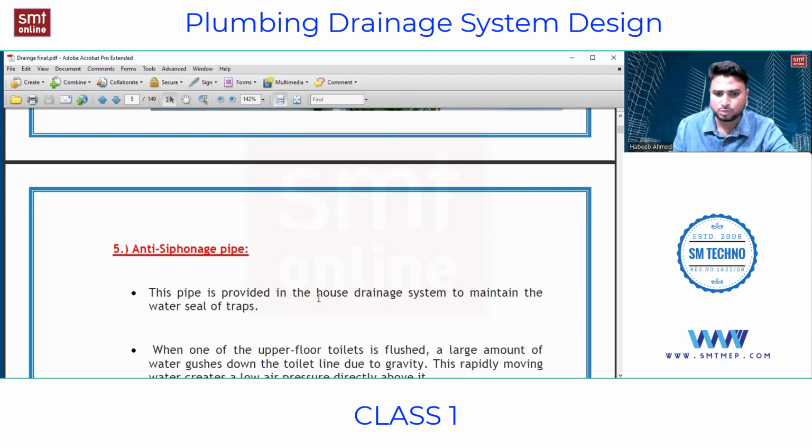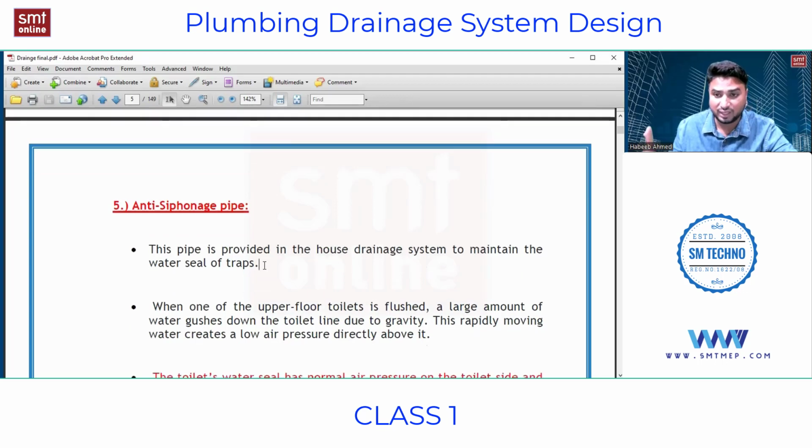This pipe is provided in the house drainage system to maintain the water seal of the trap. Every fixture has a trap. Remember this, okay? Every fixture should be given a trap. What is a trap and all this? In later classes, we'll be seeing this.